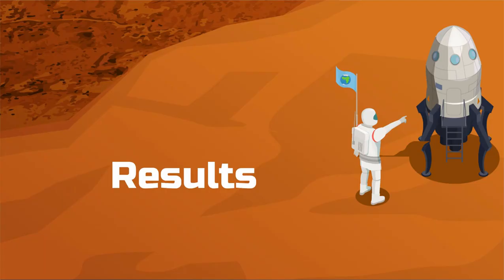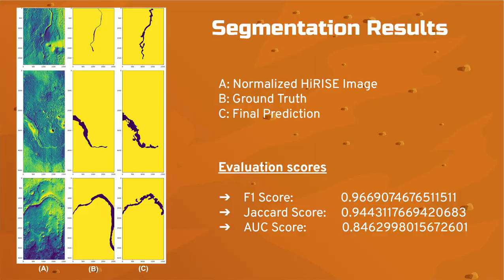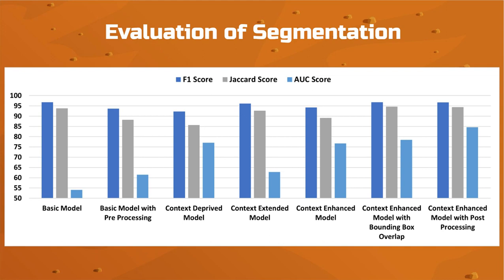So now, let us look at the final results. The left column of this image has the high-rise images, the middle column has the ground truths, and the right column has the segmentations generated by our pipeline. This graph nicely summarizes the progress of evaluation scores with the models we used.